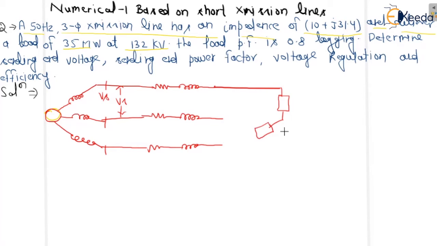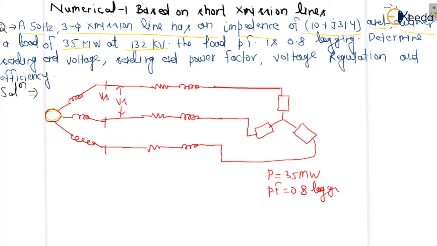Basically I'm not concerned with the RYB sequence, there will be no effect here. So I'm directly connecting here, but if you want to connect it rightly, then you can connect this phase to this and this phase to this, but you do not need to worry. So the P value has been given as 35 megawatt and power factor 0.8 lagging. The voltage of the receiving end is VR equal to 132 kV.